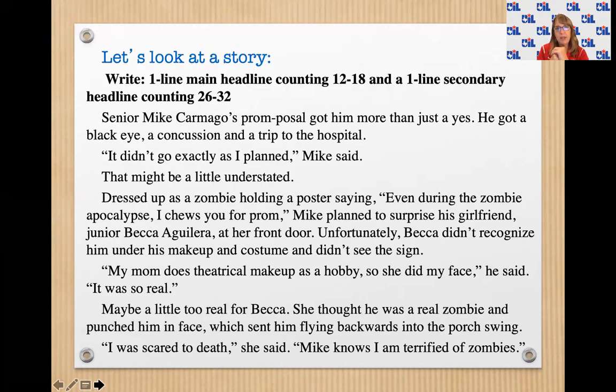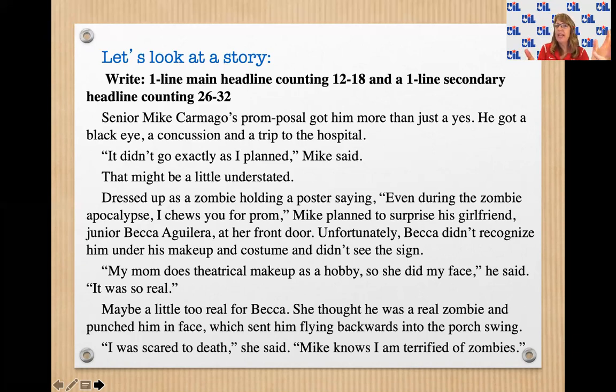Dressed up as a zombie holding a poster saying, even during the zombie apocalypse, I choose you for prom, Mike planned to surprise his girlfriend, Junior Becca Aguilera, at her front door. Unfortunately, Becca didn't recognize him under his makeup and costume and didn't see the sign. My mom does theatrical makeup as a hobby, so she did my face, he said. It was so real. Maybe a little too real for Becca. She thought he was a real zombie and punched him in the face, which sent him flying backwards onto the porch swing. I was scared to death, she said. Mike knows I'm terrified of zombies.